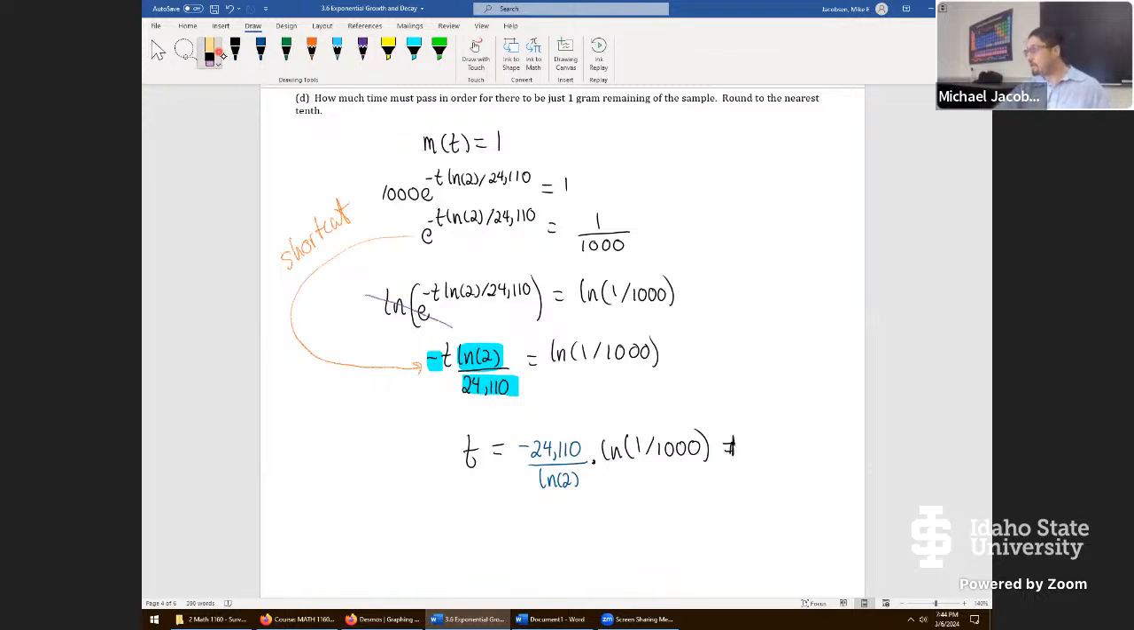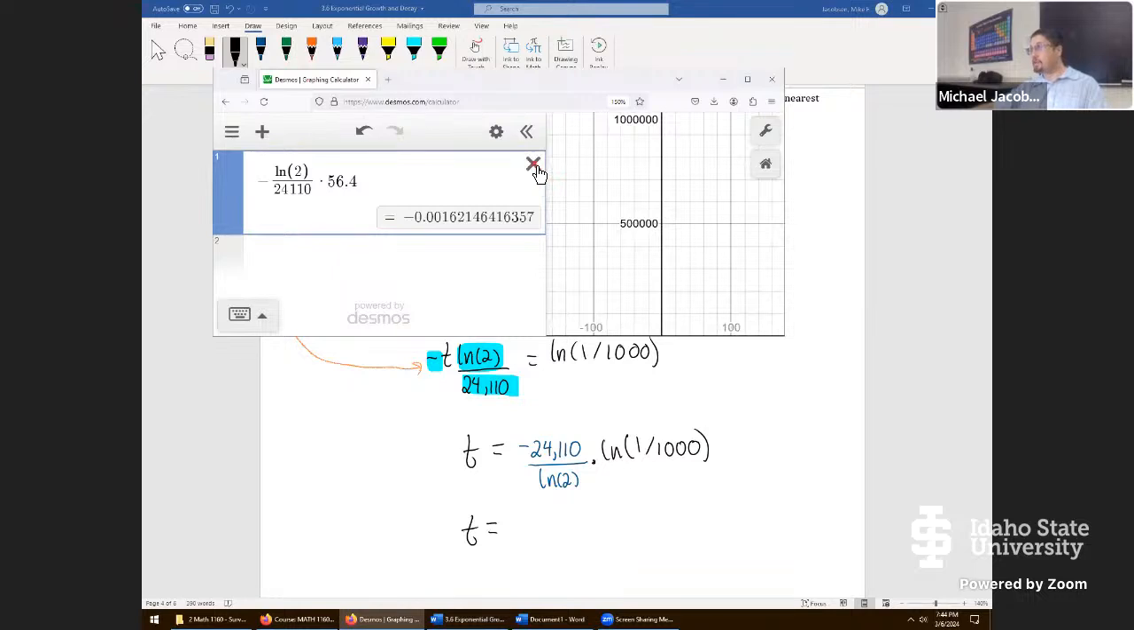But before we get too far, let's come down right here and pause at this stage. Does that make sense to folks on how we got to that line? Okay, if we feel good about it, let's throw it back into the calculator. And here's how it comes together. Negative 24,110 divide by natural log 2.